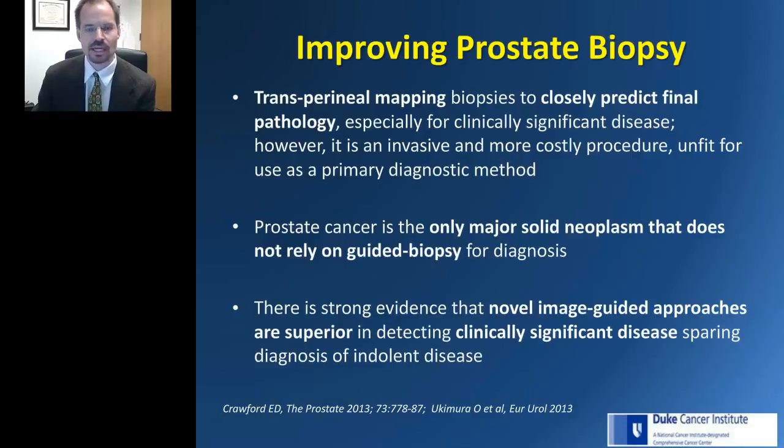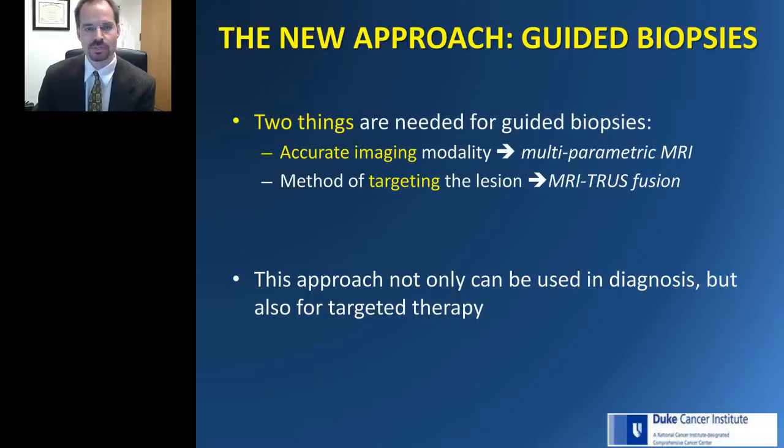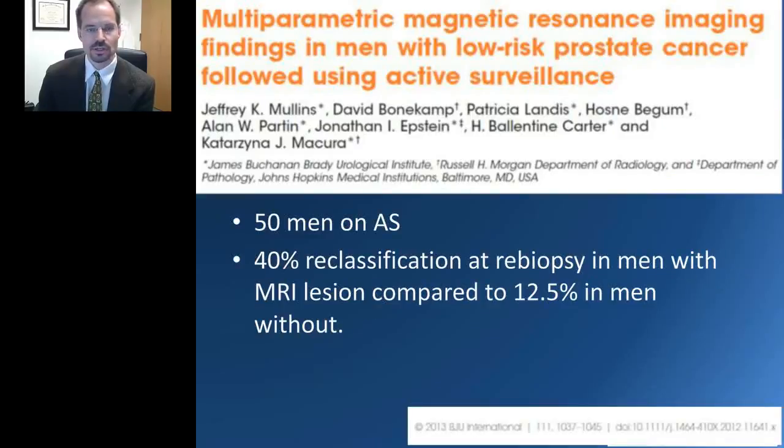Prostate cancer to date has been the only solid major neoplasm that does not rely on image-guided biopsy, but there are plenty of references now that support image-guided approaches being superior. So with this new approach with image-guided biopsy, two things are needed. First, you need accurate imaging, and we all feel that with multiparametric MRI we have this. And second, you need a method of targeting the lesion, and that's called MRI fusion, where the MRI is merged with the ultrasound approach. Now, this approach can be used not only for diagnosis, but also later for targeted therapy.